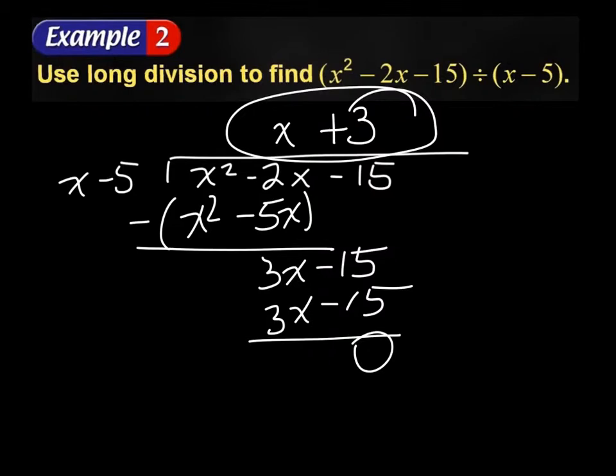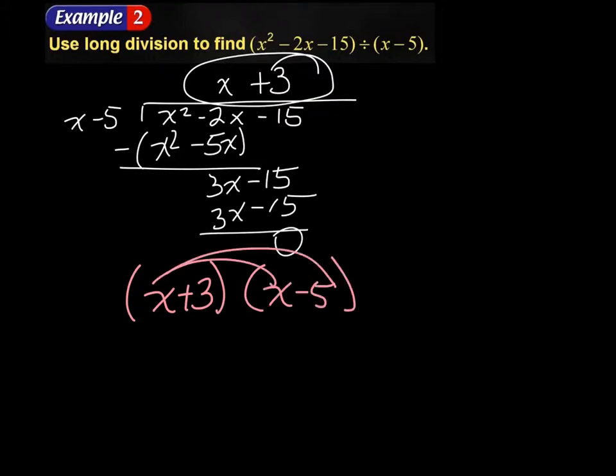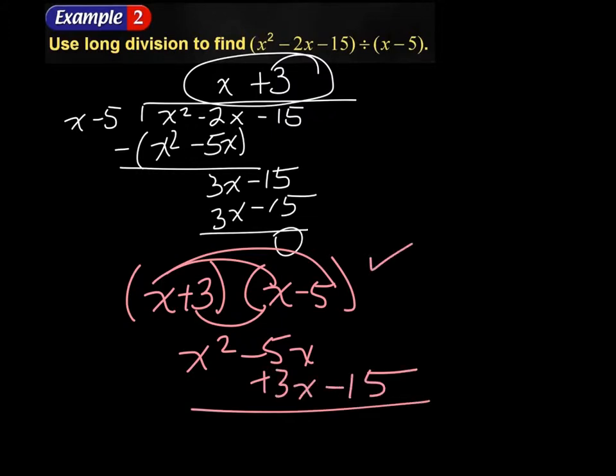If you're curious, such as on a quiz or test, and want to do a check step, you could undo division with multiplication. I FOIL this out, I get x squared minus 5x plus 3x minus 15. Wouldn't you know, I get what I started with. Check step worked, I'm happy with my answer.